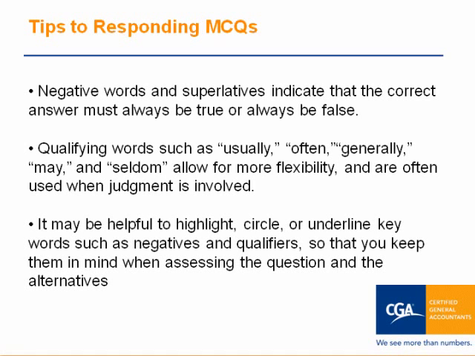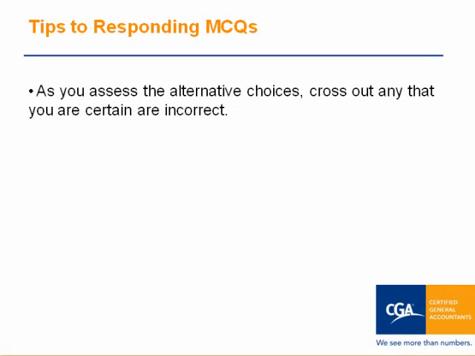It also may be helpful to highlight, circle, or underline any of those keywords, such as those negatives and qualifiers, because this will help keep them in mind when you're assessing the question and reviewing the alternatives available to you. As you assess your alternative choices, cross out any that you know are certainly not correct right off the bat. If you know for sure A and C are wrong, cross them out so you are only looking at two that may be correct.